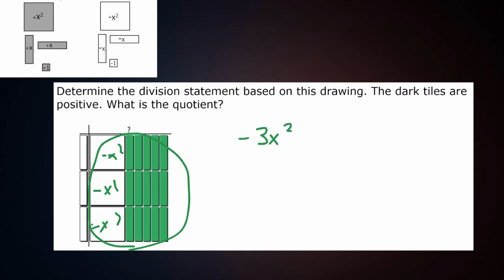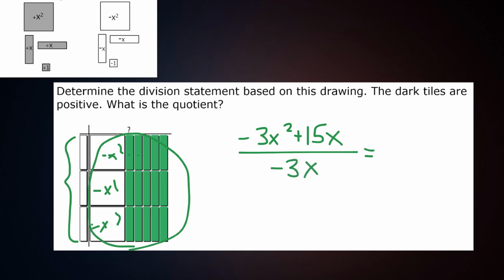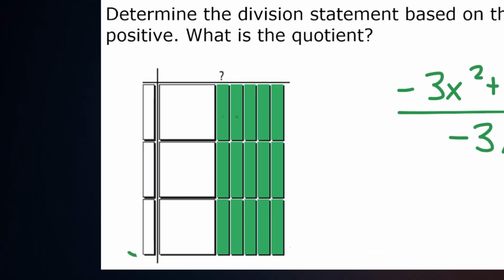And then how many of these x bars do we have? 1, 2, 3, well, 15 of them. And they're all positive. So we're going to be adding 15x. That's our numerator. We're going to be dividing by what's on the left side here, which is negative 3x. So that's the first part of our division statement. To find our quotient, let's zoom in a little bit here. Let's think about what's missing across the top.